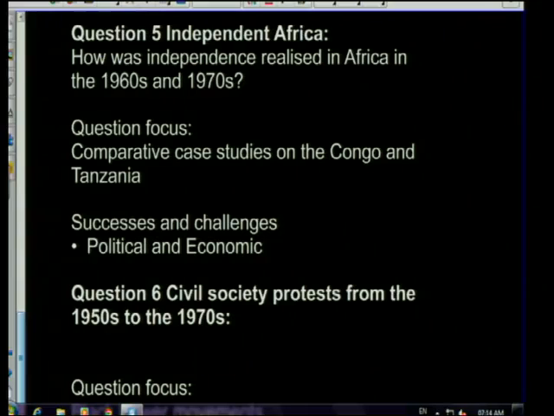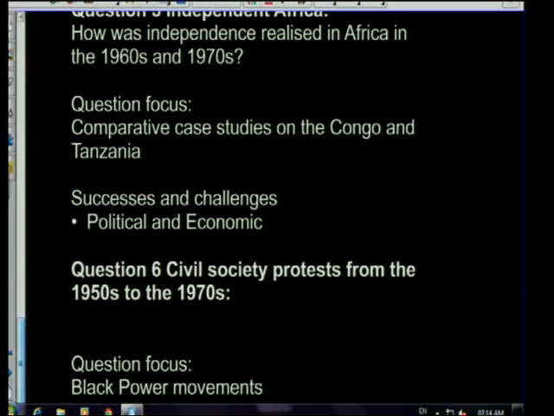And then question 6 is civil society protests from the 1950s to the 1970s, and the question focus in this particular exemplar, the paper we're working with, is the Black Power movement. Okay, so the point I'm trying to make here is that if in the source analysis section, the question was on the one movement, let's just take the civil society protests as an example. If the question was on the civil rights movement, it means the essay question is going to be on the other movements. So it's very important to know the different movements within that theme. So I hope you now know the structure of paper 1.